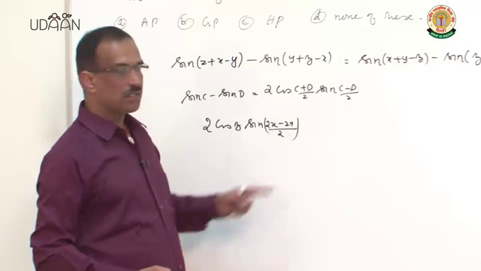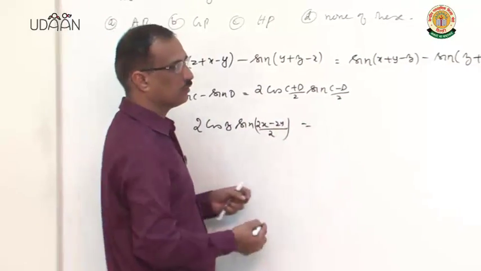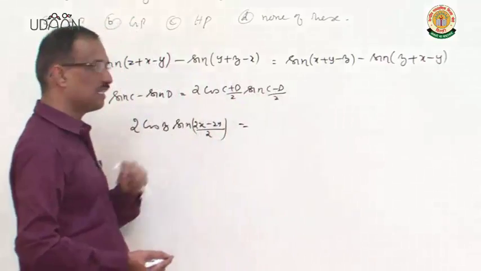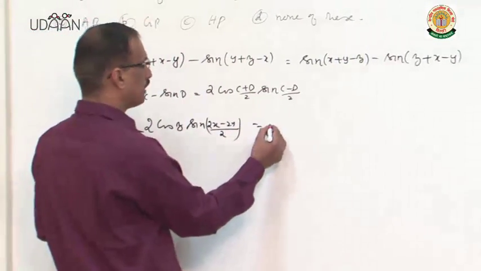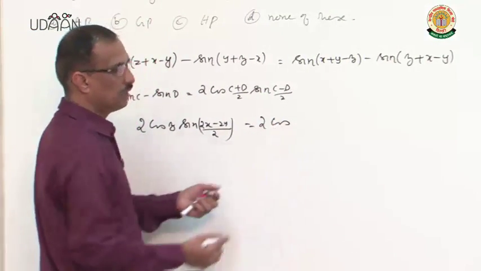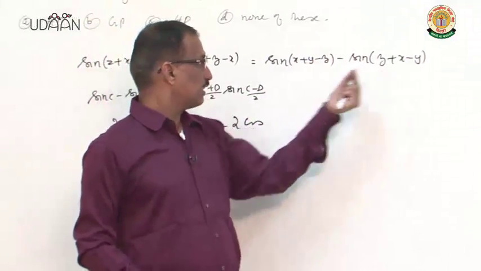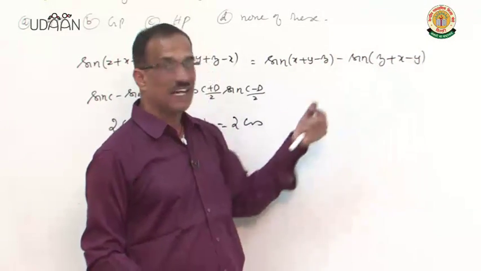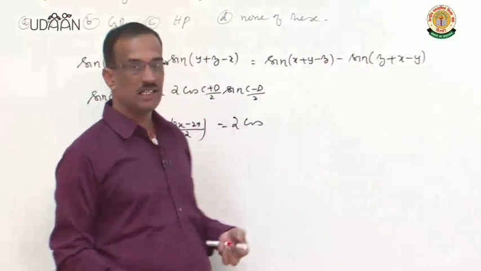This is this side. Same way that side also we can do, sin of x plus y minus z. It also looks like the sin C minus sin D formula. So you get 2 cos. We add these two, so what will we get? x plus x is 2x, y and y get cancelled, minus z and plus z get cancelled.